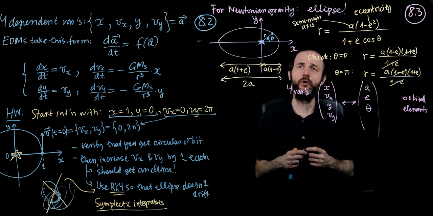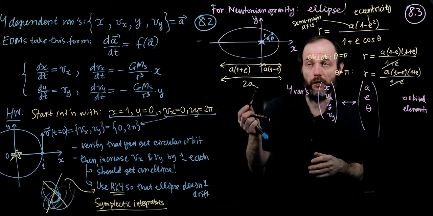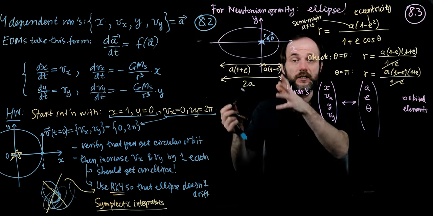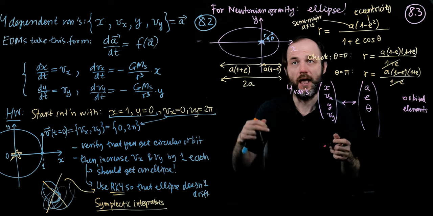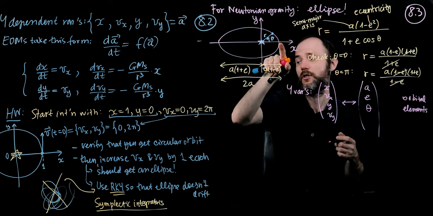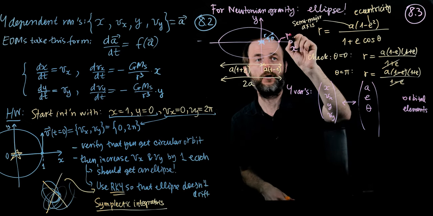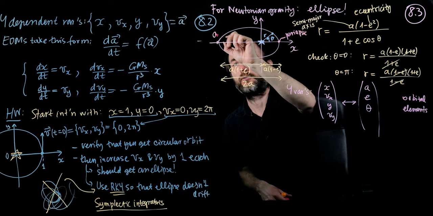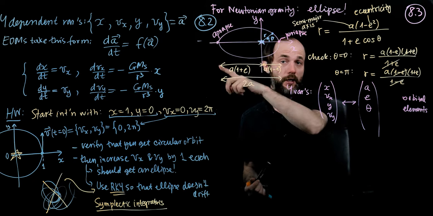So what could that be? Well, here we drew the elliptical orbit like its semi-major axis is horizontal, but in reality it could be in any orientation. And the theta angle of this point of closest approach, which is called periapsis, and that is called apoapsis, or perihelion and aphelion.